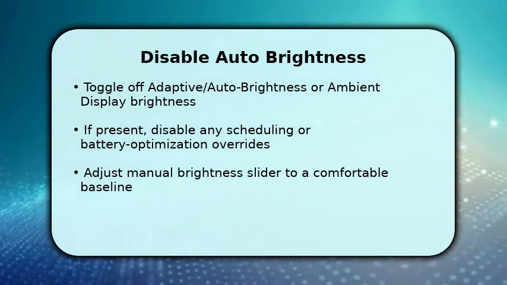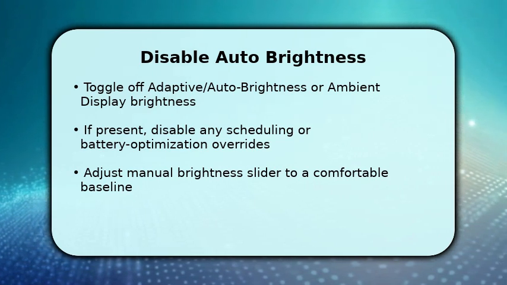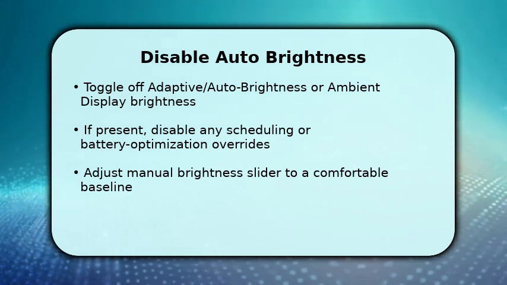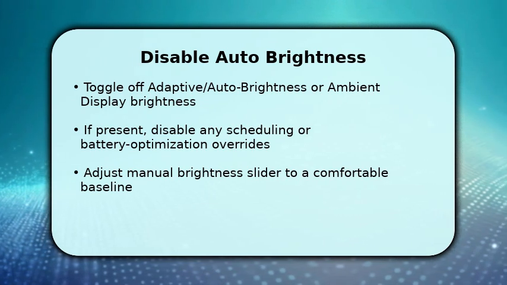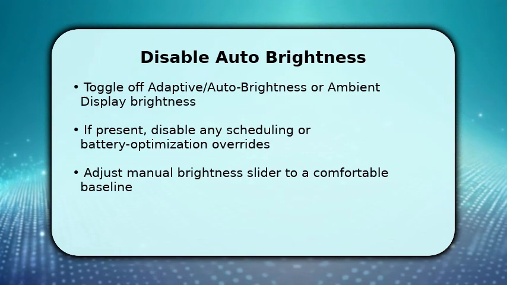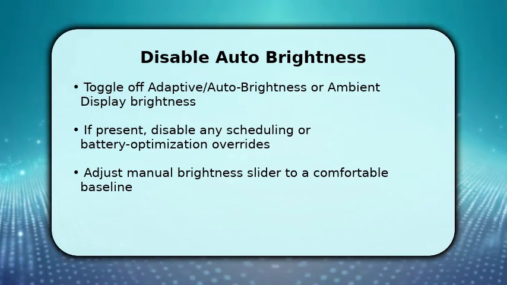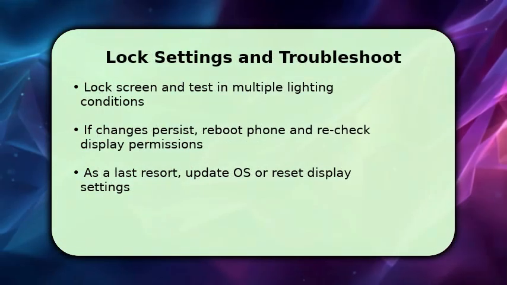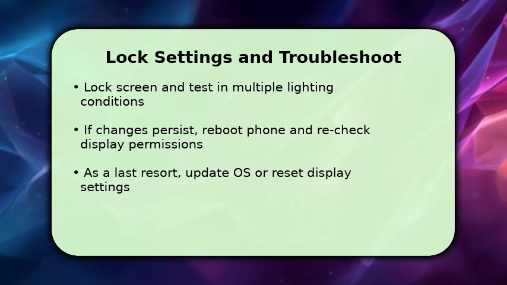Then set the manual brightness slider to the level you want. This is your new baseline. Make sure you test by moving from bright to dim lighting so you confirm it stays steady, because some systems require an extra confirmation tap. Finish by locking the screen and testing in sunlight and low light to confirm brightness stays fixed.